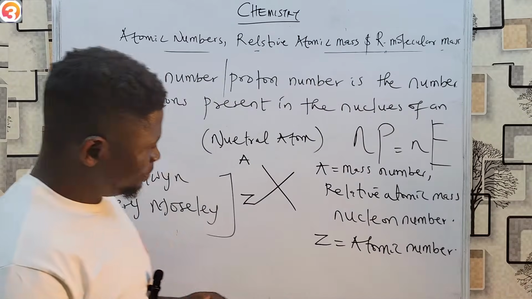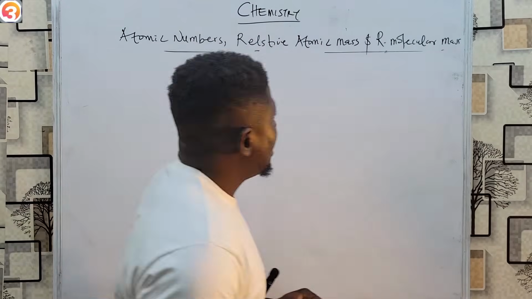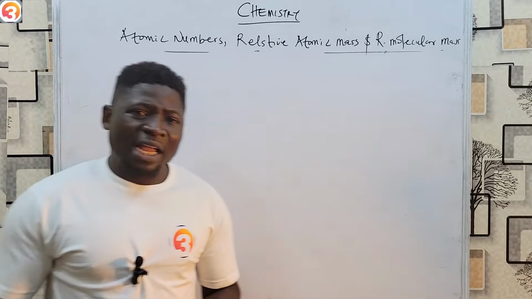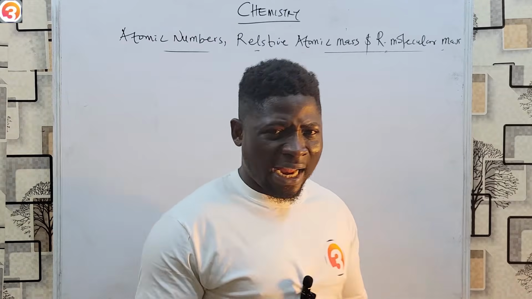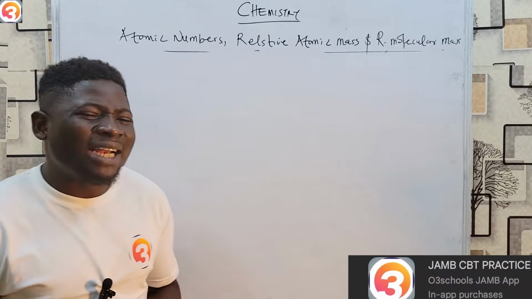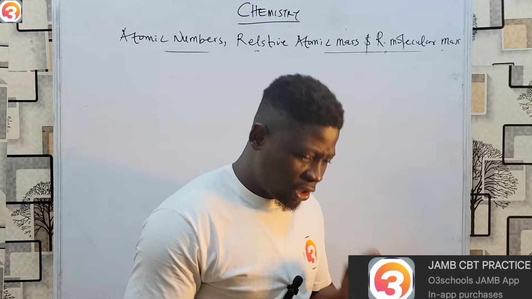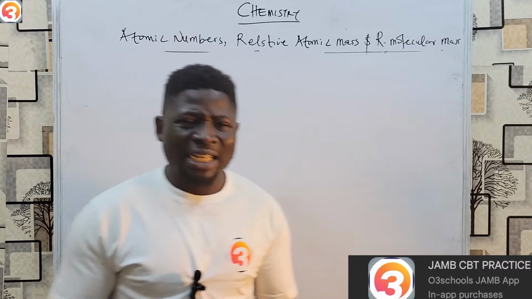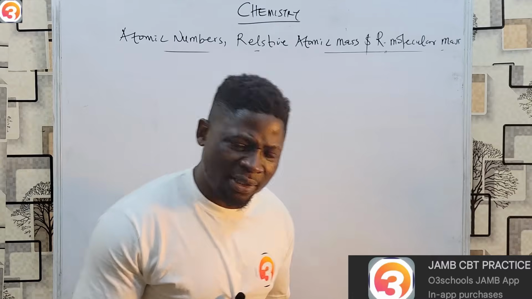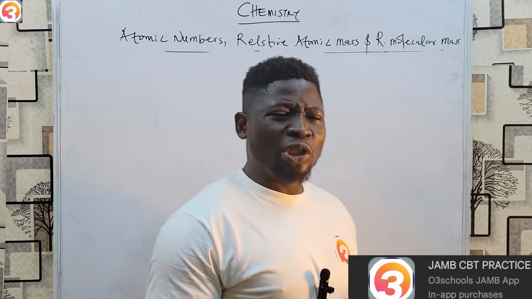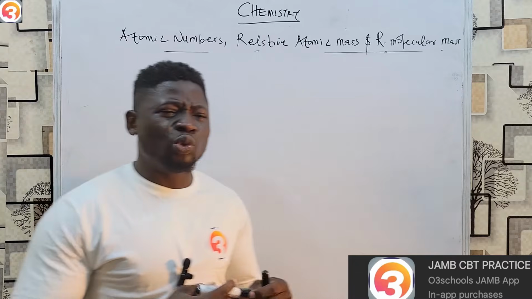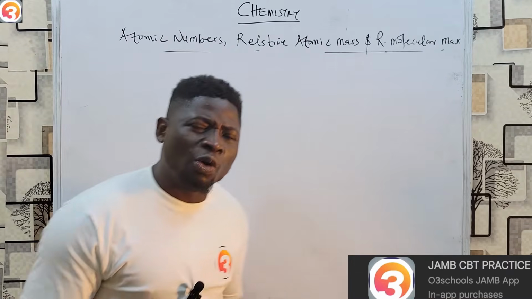Atomic numbers. So now we move to relative atomic mass, and we say that relative atomic mass is the number of times the average mass of one atom of the element in consideration is heavier than 1/12 the mass of one atom of carbon-12. So it's usually a ratio in relation to what? 1/12 the mass of one atom of carbon-12.